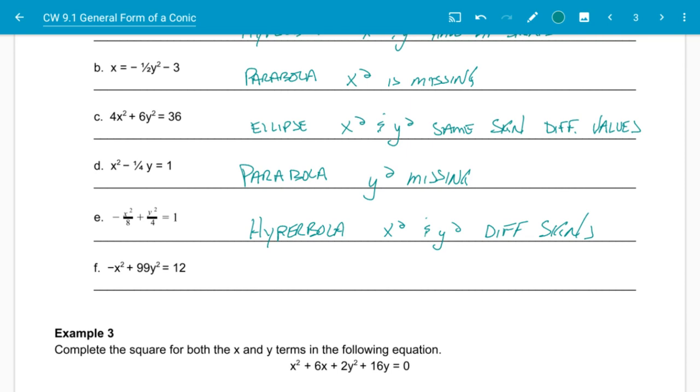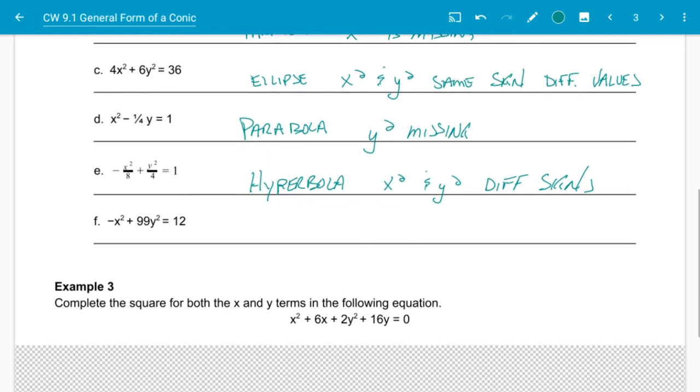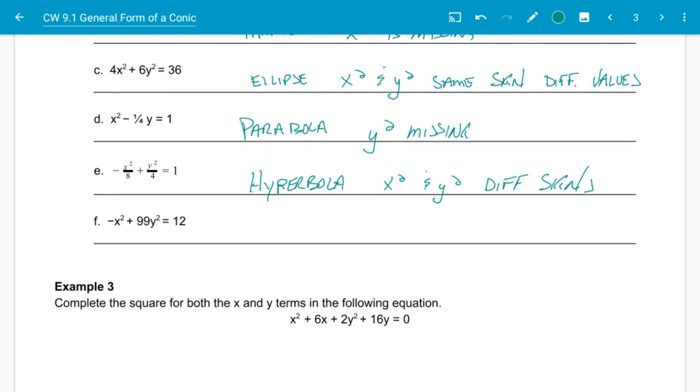And then the last one says negative x squared plus 99y squared is equal to 12. I have both the x squared and the y squared, but they have different signs. And when my x squared and y squared have different signs, then it's just a hyperbola. So this is just like E, the one before: the x squared and y squared have different signs, so it makes it a hyperbola.